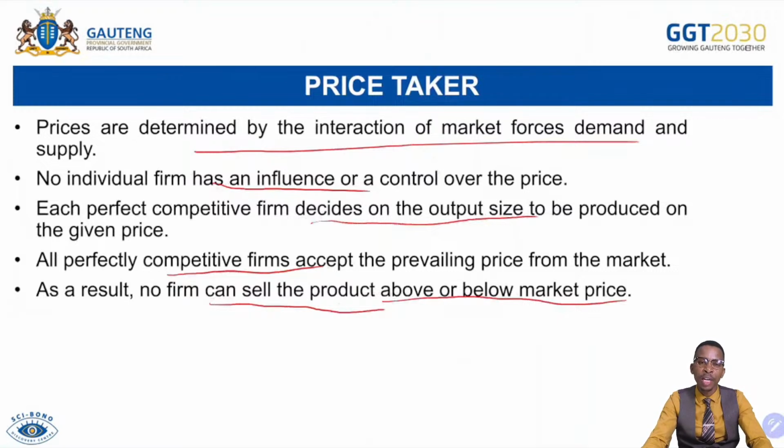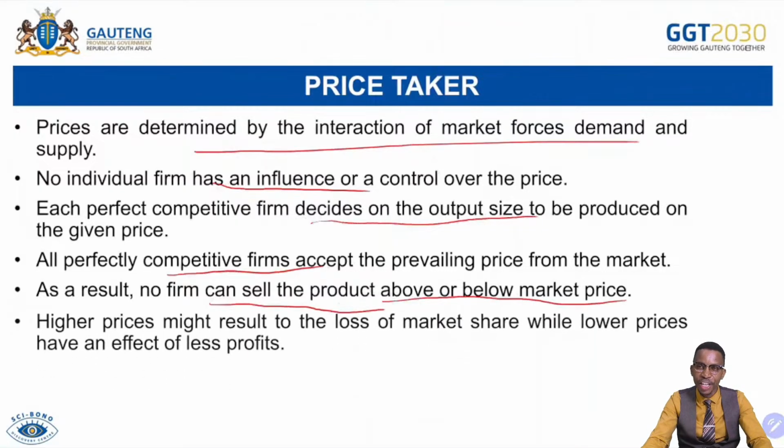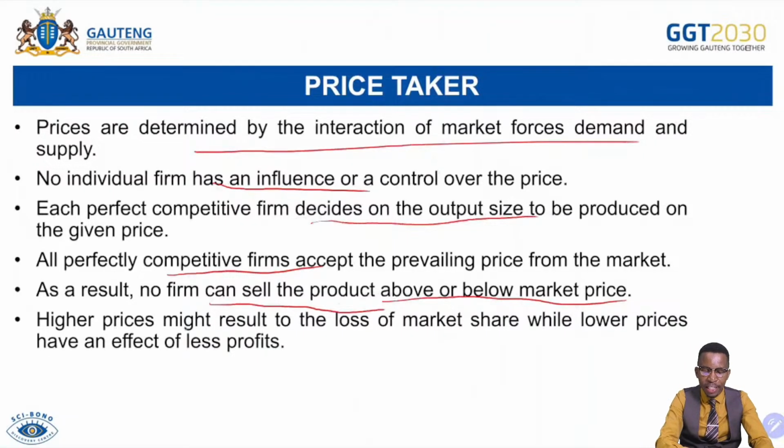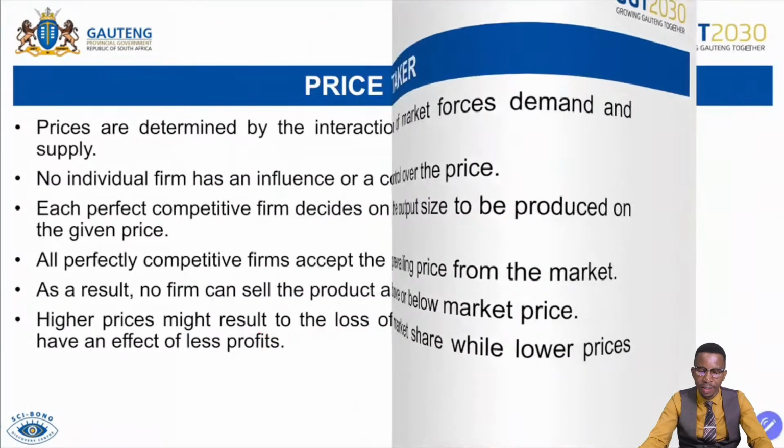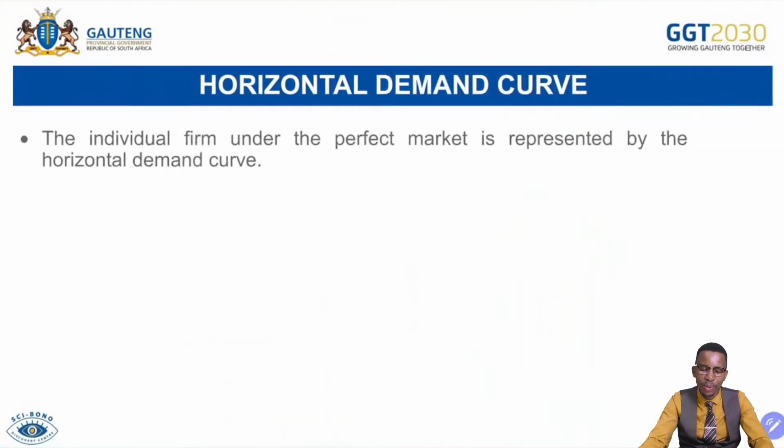Increasing the price will result in consumers not buying from that firm because they have complete market information. They don't have what we call asymmetric information or principal agent information. High prices might result in loss of market share, while lower prices can affect the profit that is made by the business. There is a horizontal demand curve.